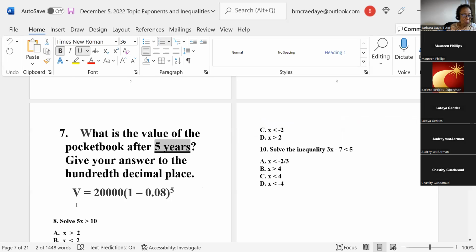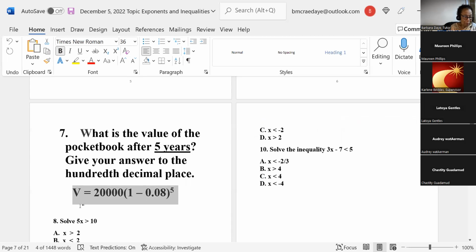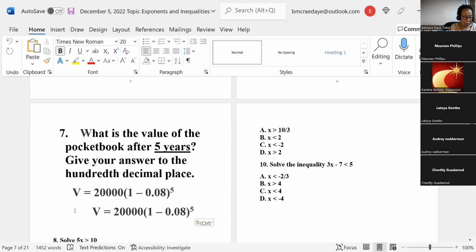So when you did that, Latoya, what did you get? It's 0.92 in the middle. You do parentheses first. Okay, so let's just copy this. And 1 minus 0.08, you got 0.92, right? So this is 0.92. Let's just put that there.